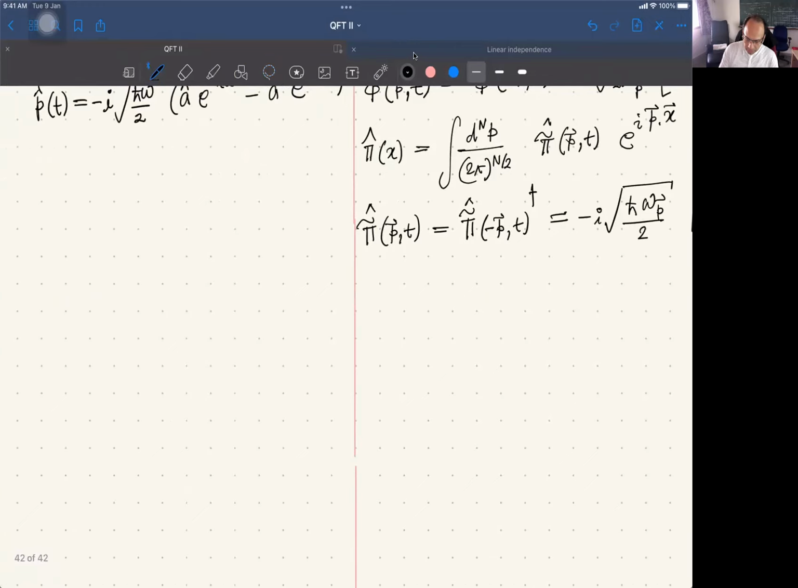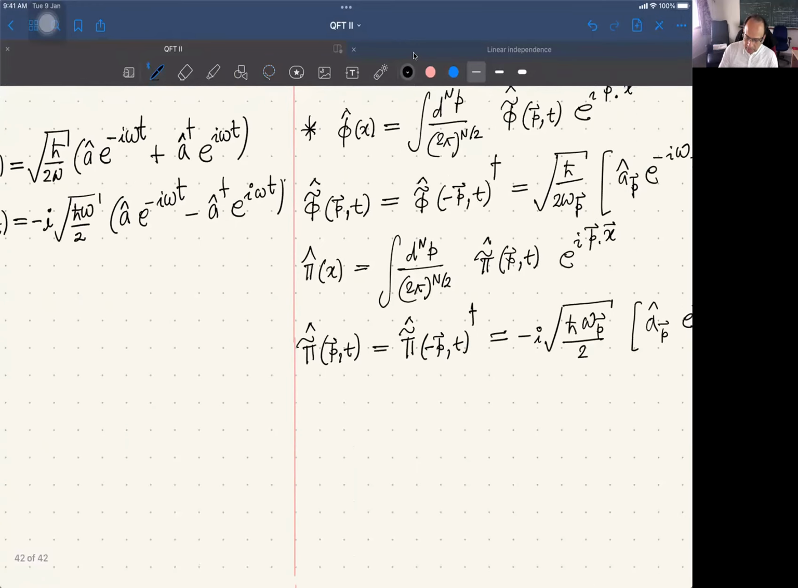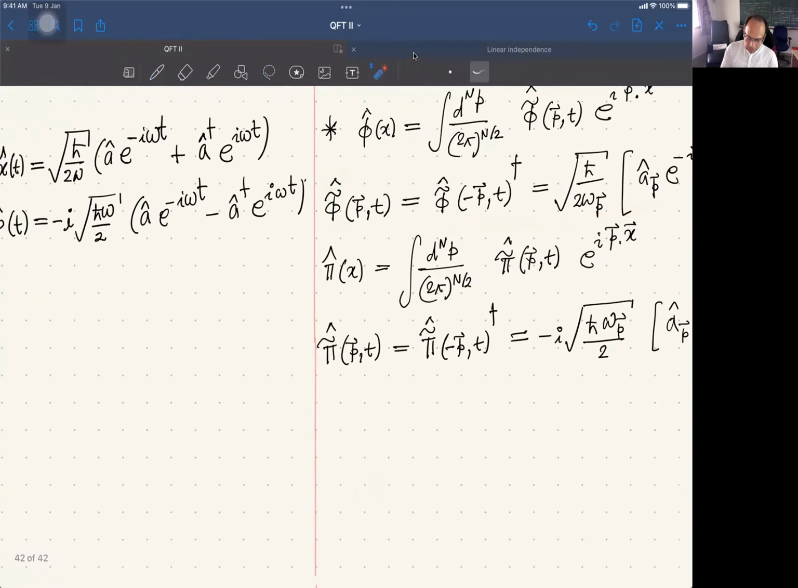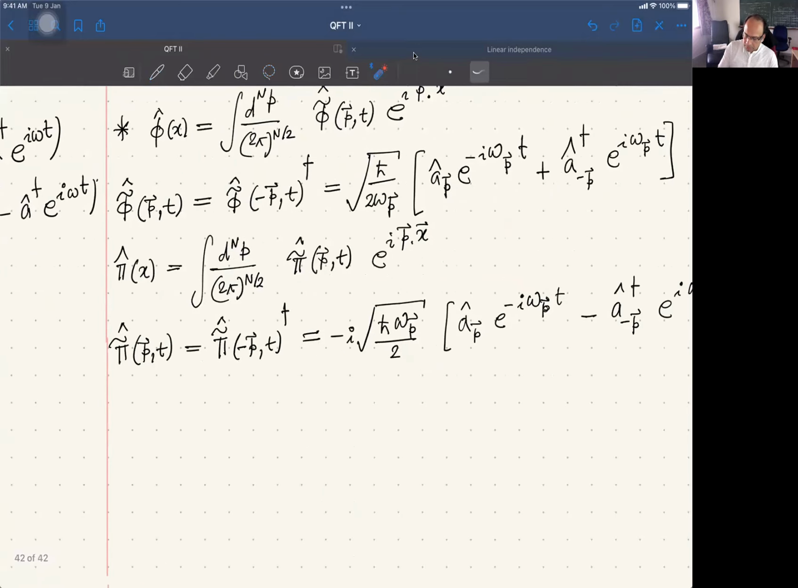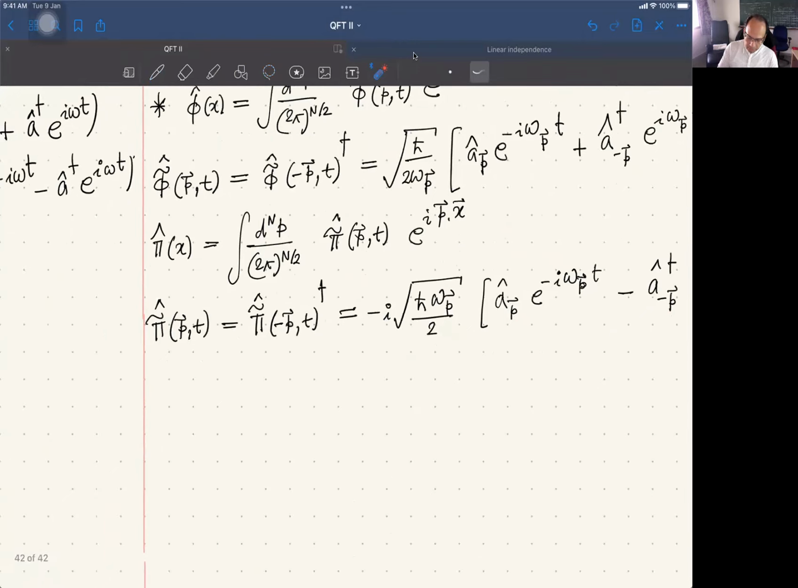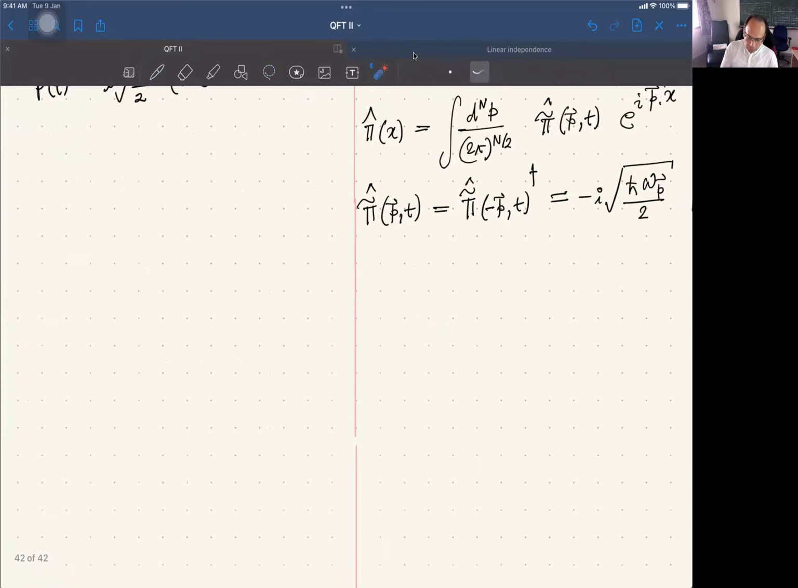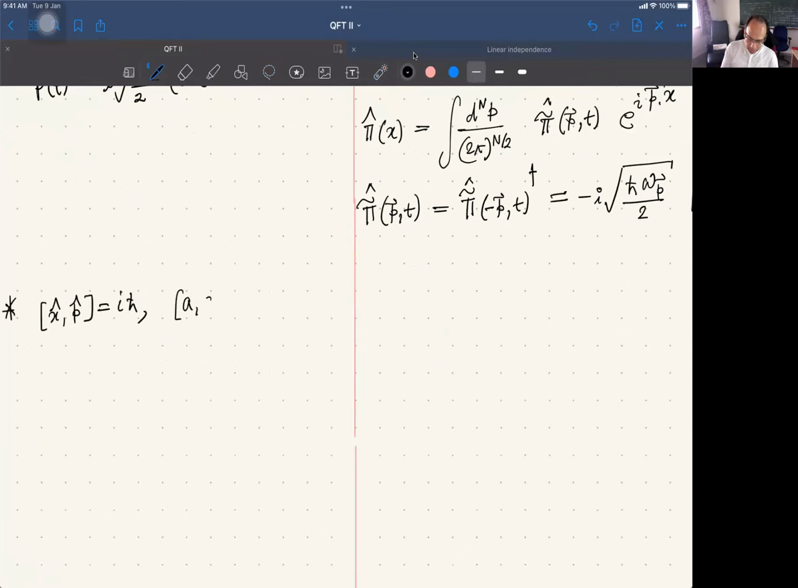So that means this x is analogous to this one, and the harmonic oscillator p is analogous to this one. I will explain why it is p and minus p here. And the canonical commutation relation is [x hat, p hat] equals i h bar, and [a, a dagger] is equal to 1.